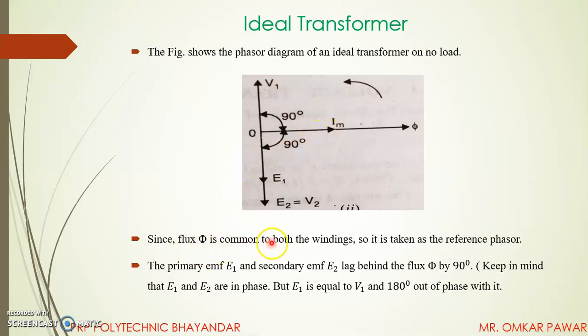So EMFs E1 and E2 lag the current Im by 90 degrees. Since the flux is common to both, it is taken as the reference phasor. The primary EMF E1 and secondary EMF E2 lag behind the flux by 90 degrees. Keep in mind that E1 and E2 are in phase, and that the magnitudes of V1 and E1 are the same, but they are 180 degrees out of phase.